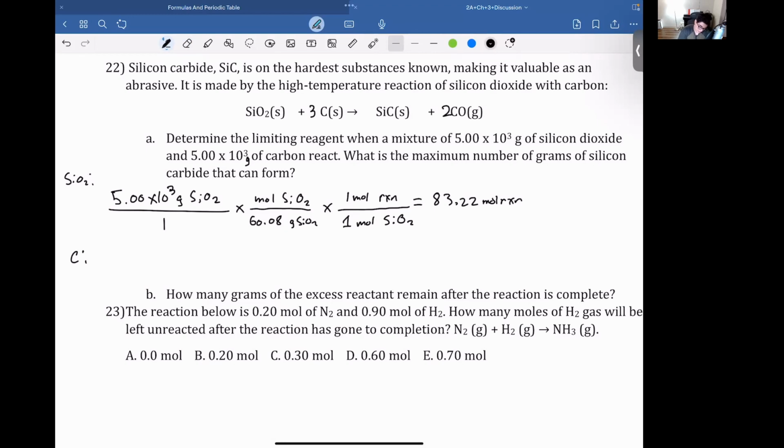Then we're going to do the same for carbon. So 5 times 10 to the third grams of carbon. And again, notice how the masses are the same, right? But you can't figure it out based off of the masses because you have to go based off of the moles. And these have different coefficients too. So you have to do this every time. You can't just look at it and say, I know that's going to be less, right?